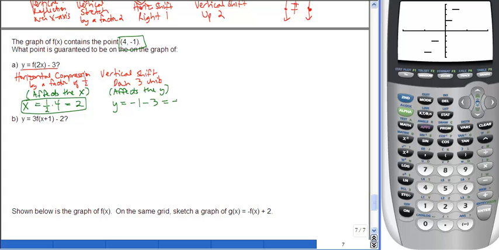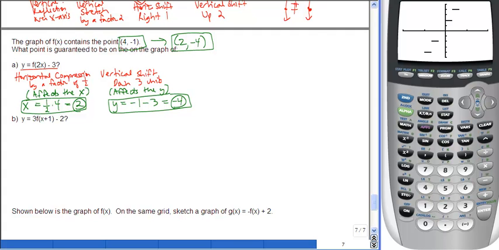So what does this new y become? It becomes negative 4. So if we put this together, then our new point is going to have a new x value of 2 and a new y value of negative 4. So (2, -4) must be on this new graph. So that's one way to think about this using shifts and compressions and all those different transformations.